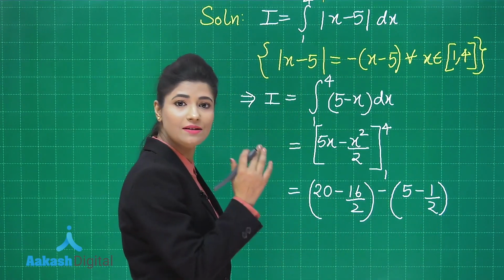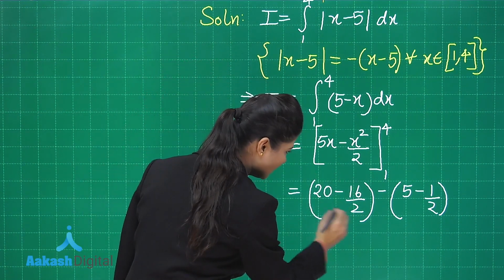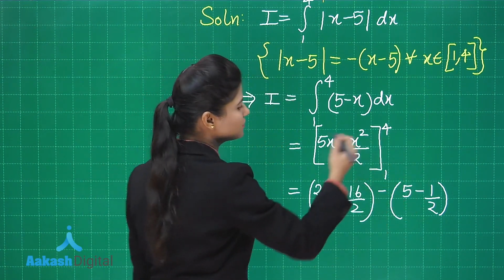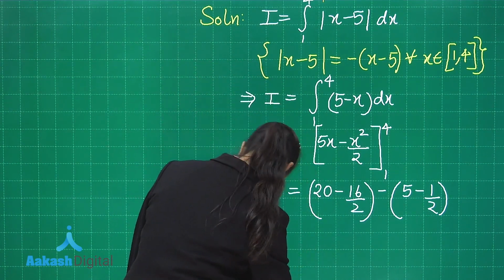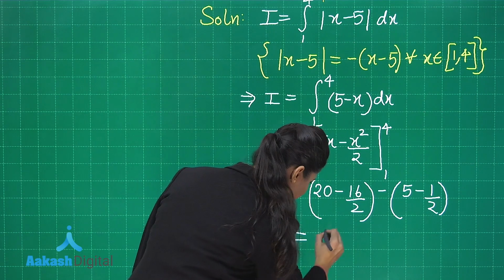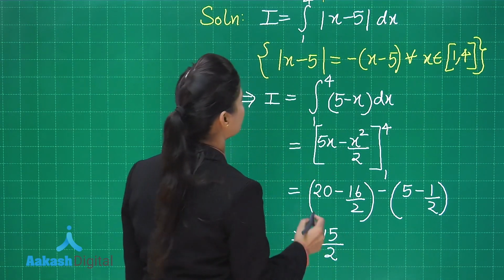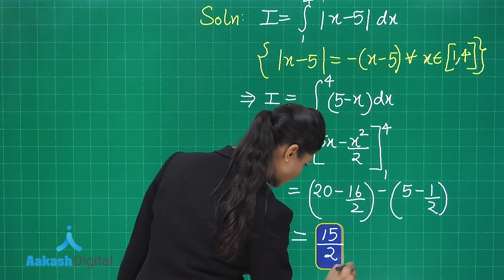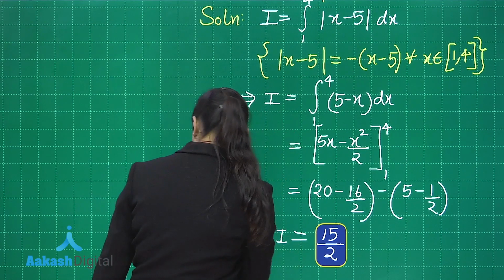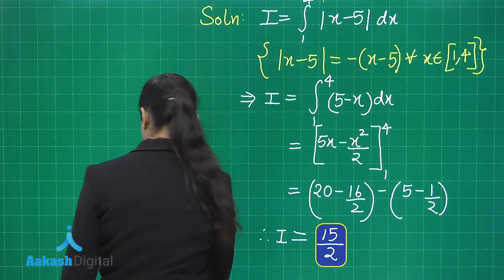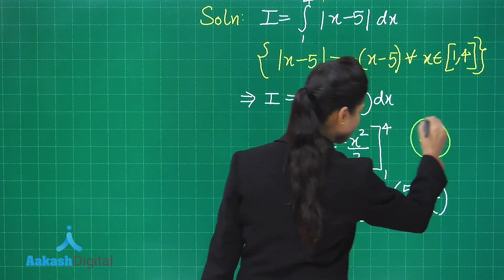And when you solve this, here you get 20 minus 16 upon 2, that is 8. This gives you the value equal to 12, and here 5 minus 1 by 2 gives you 9 by 2. 12 minus 9 by 2 gives you the value equal to 15 upon 2. So, here we get 15 upon 2 as the required answer for this question. So, value of this integral will be given by 15 upon 2. For answering this question correct, you are going to get complete 1 mark. So, I hope this question is clear to you.